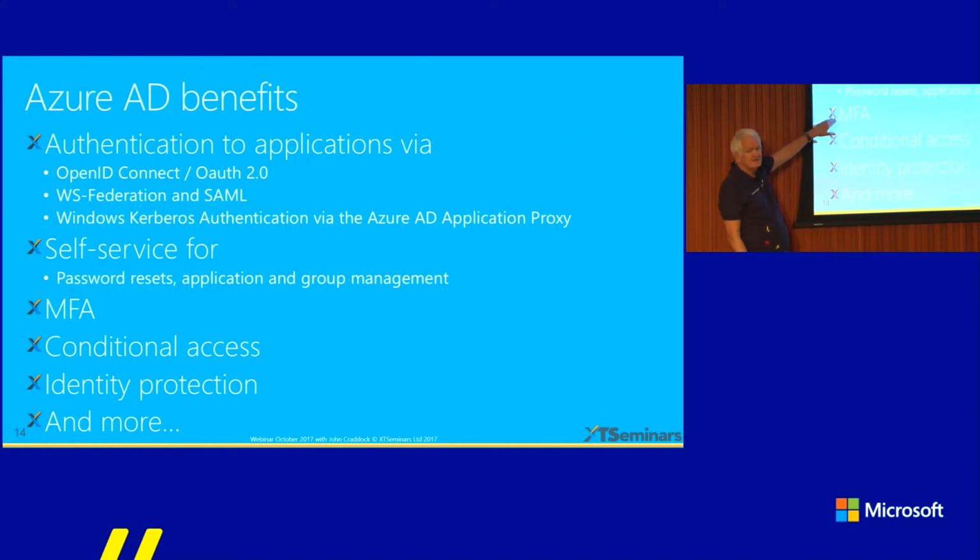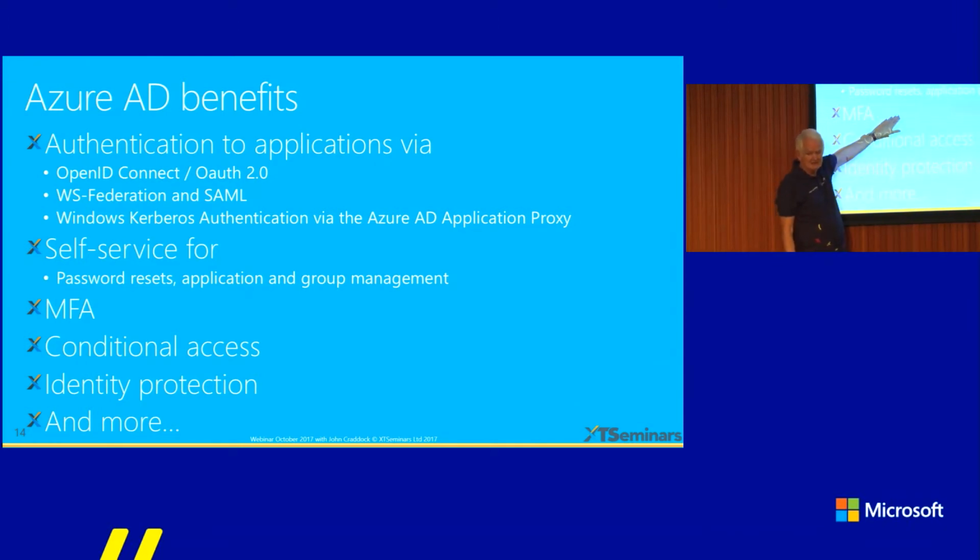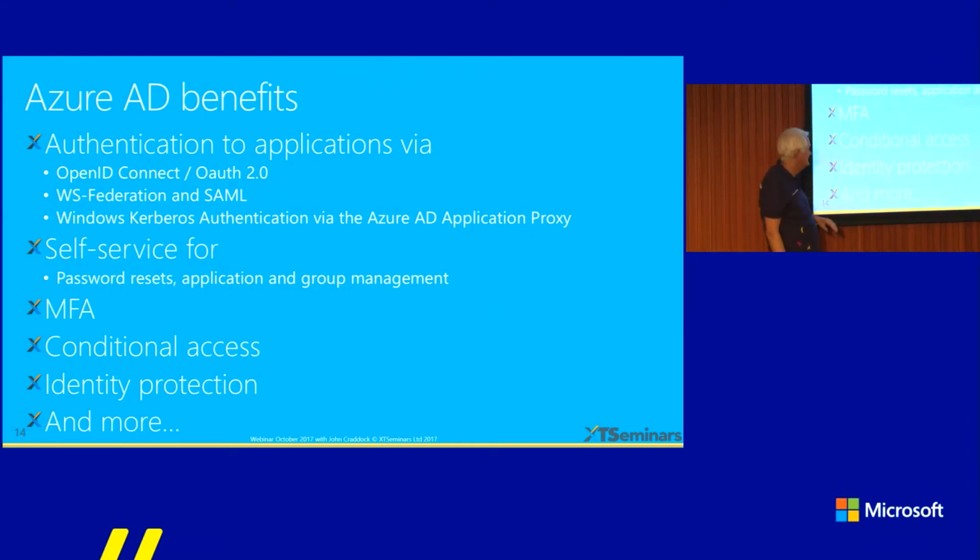Self-service. So self-service for lots of things. Self-service to applications, self-service to groups. If you don't want self-service, turn it off. Self-service for password resets. So we can configure that very, very easily. MFA. One of the quickest ways of deploying MFA is through the Azure portal. It's very, very quick and very powerful because it ties in with conditional access. And I will show you that in a second.